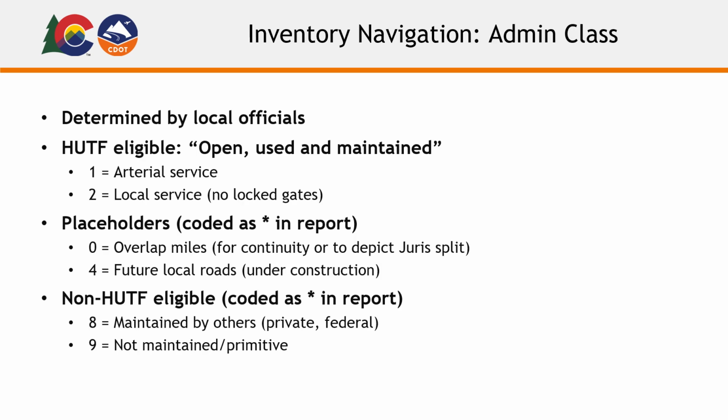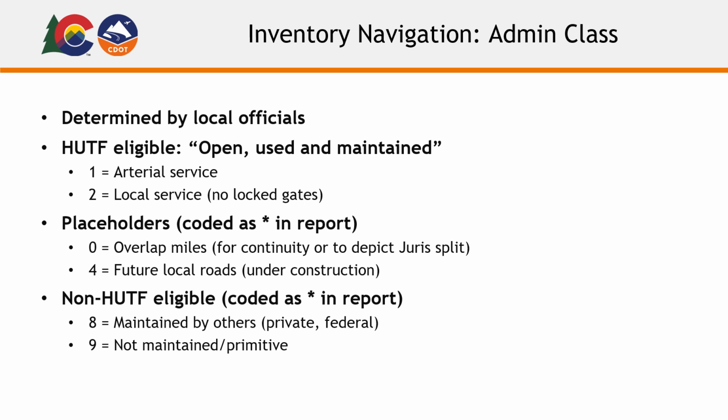The next roadway inventory component to be discussed is administrative class or admin class. This is to be determined by local officials, and its application determines a segment's HUTF eligibility. Admin class 1 or 2 are HUTF eligible. These are roadway segments that are open, used, and maintained by your jurisdiction. Admin Class 1 roads are those which are designed to handle higher traffic volumes and are coded as arterial service. Admin Class 2 roads are coded as local service, such as neighborhood streets.